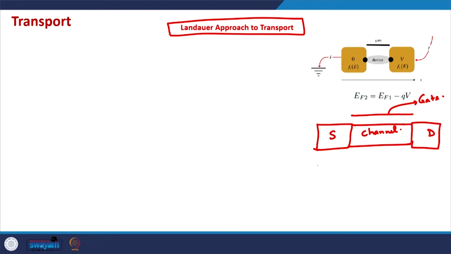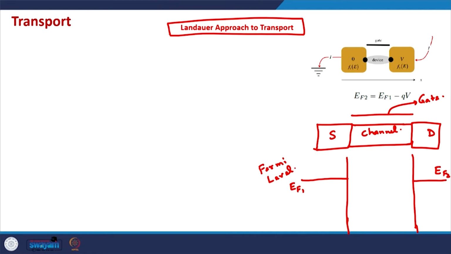So the way things can now be defined here is that if we plot the electronic energy states in this device, generally we assume that the source and the drain are bulk regions, pretty much like bulk regions. So we can define the Fermi levels for the source and the drain. We can define the Fermi level for the source, EF1 let us say, and the Fermi level for the drain, EF2, or sometimes EFD as well.